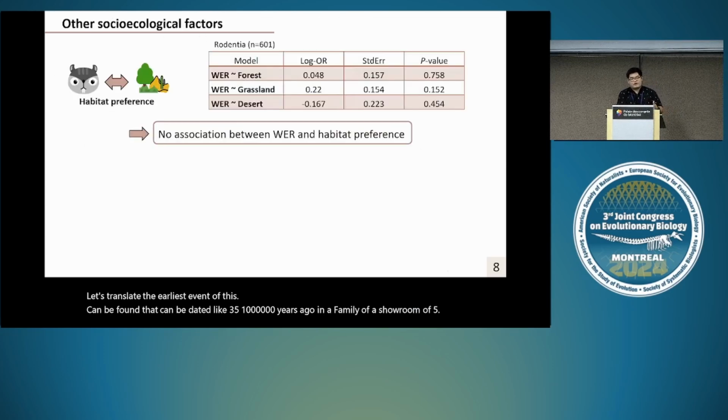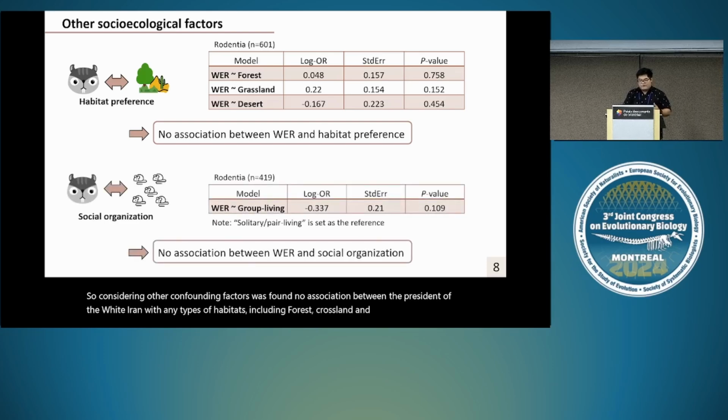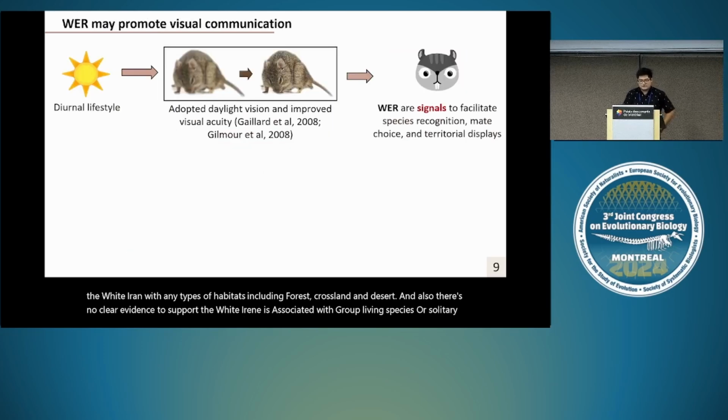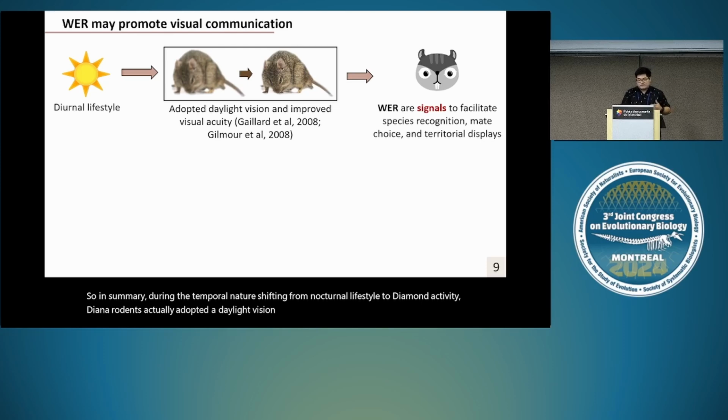Considering other confounding factors, we found no association between the presence of the white eye-ring and any types of habitats, including forests, grassland, and deserts. Also, there is no clear evidence to support that the white eye-ring is associated with group-living or solitary species. So, in summary, during the temporal niche shift from nocturnal to diurnal activity, diurnal rodents actually adopted daylight vision and improved visual acuity.